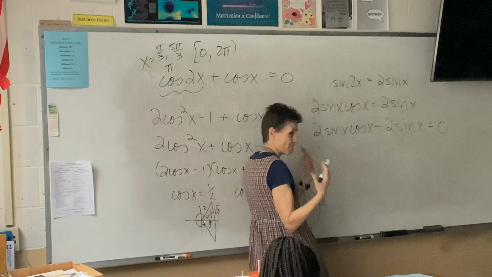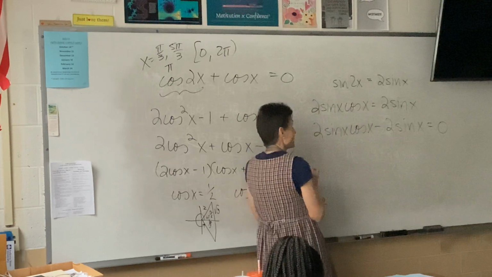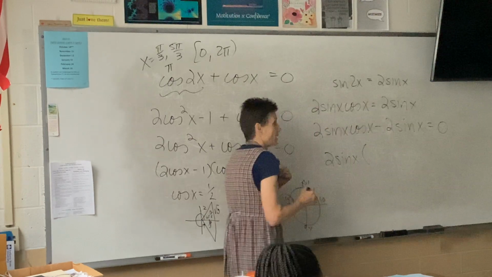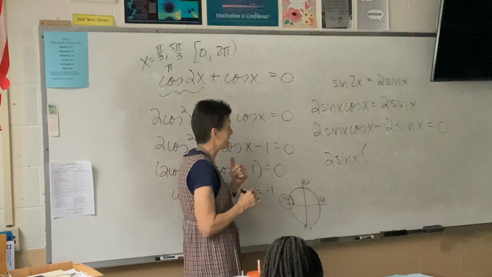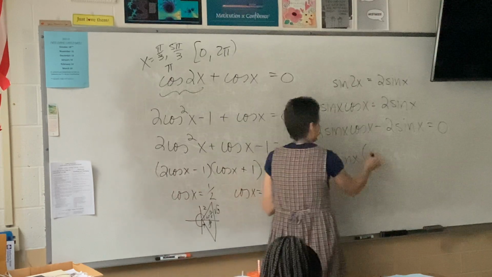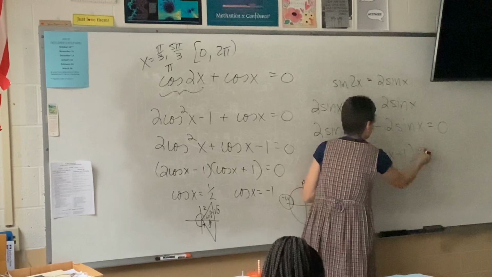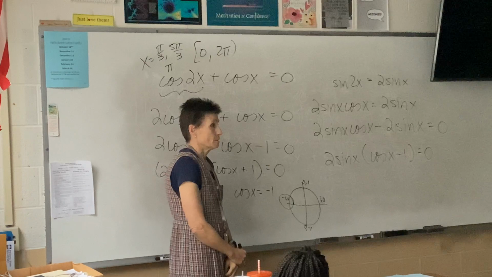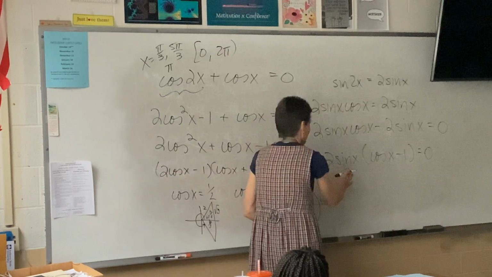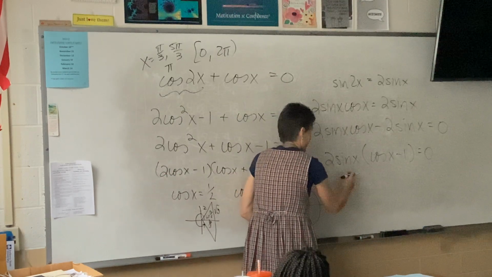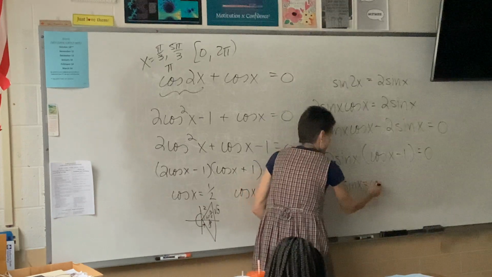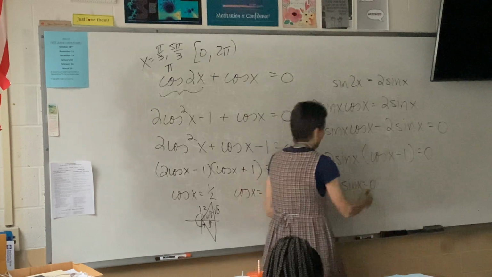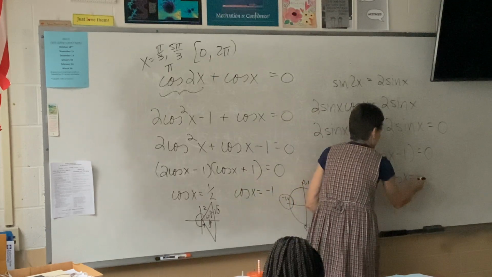Take out, we call that factoring. We can take out a 2 sine. And what will we have left if we take out a 2 sine? Cosine minus 1. So what does that mean? Set them equal to 0. What does this tell me? Sine equals 0, or cosine equals 1.